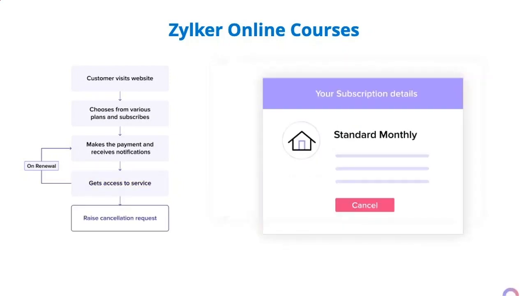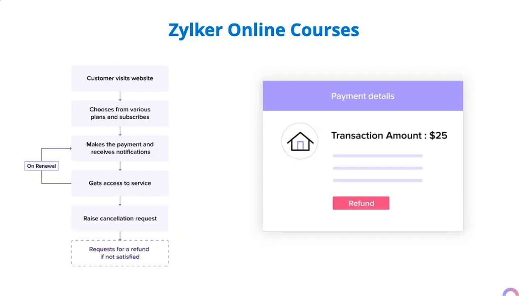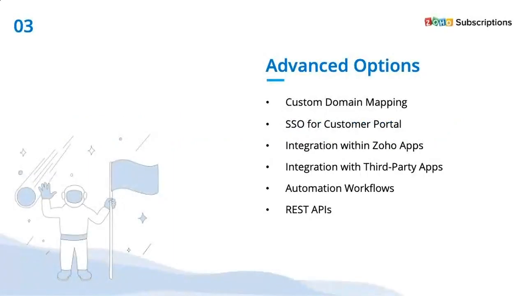The customer has the ability to log into a portal and request a cancellation, and they can also request a refund. These are some of the different options available inside of this. If you want to take a look at this sample site, you can visit this page to see how that works. But we're actually going to jump into the product, and I want to show you some of these advanced options. One is custom domain mapping.